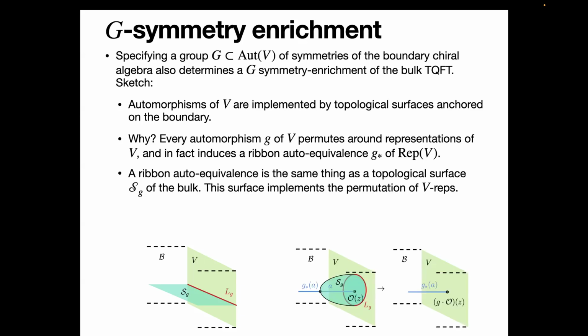Since we're identifying the representation category of V with the category of anyons in the bulk, and because, as Leia explained, a Riemann autoequivalence is the same thing as a topological surface, we can extract from any automorphism a bulk topological surface, and the role of that surface is precisely to commute around the representations, as you can see here. So if you take an operator O in some representation A, then the role of the surface, when you act with the G symmetry, is to produce for you an operator in a different representation, G of A.